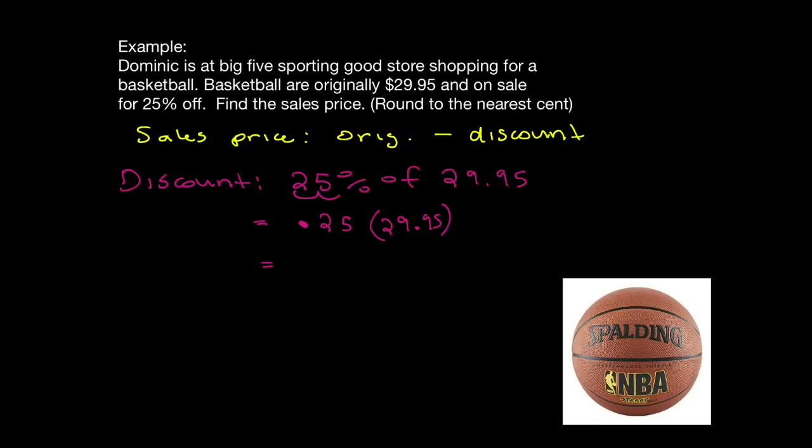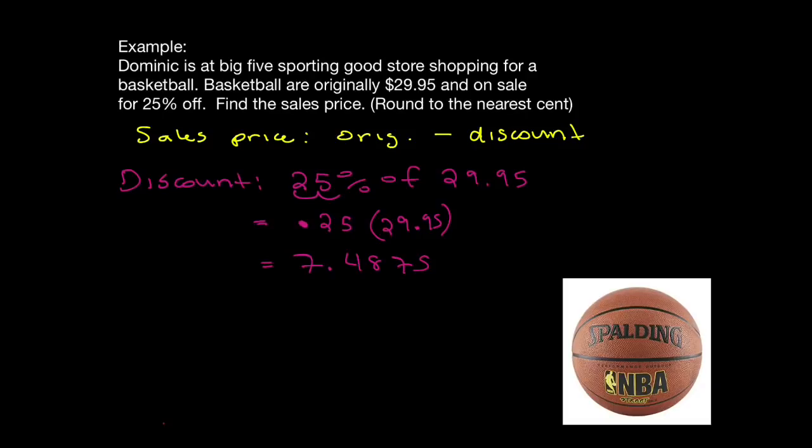All right, let's go ahead and get that calculator out. Go ahead and do it on your own as I do it here. I'm going to multiply 0.25 times $29.95, which gives me 7.4875. Now, I'm not going to round right now.